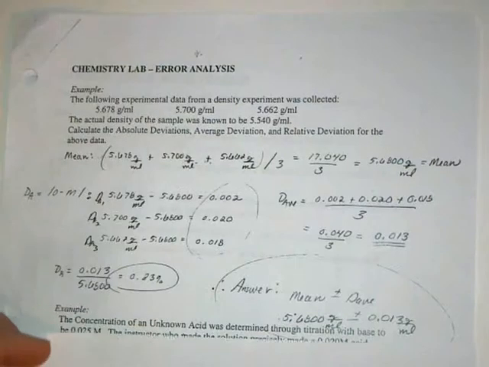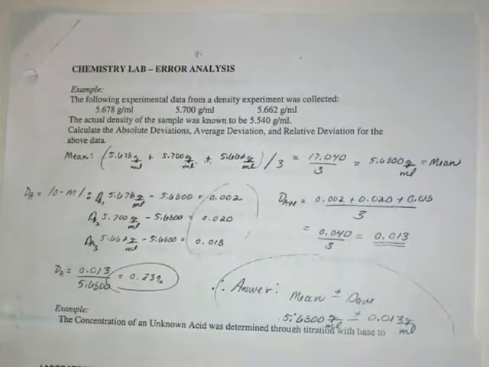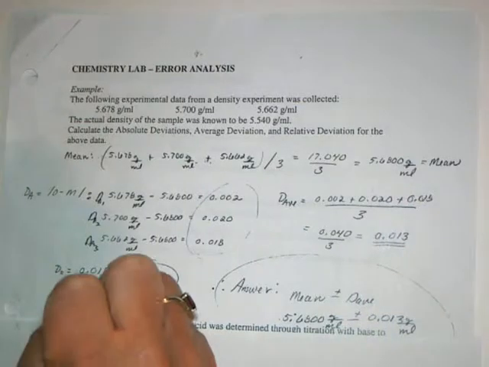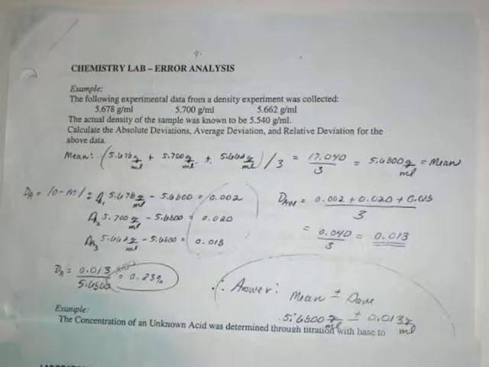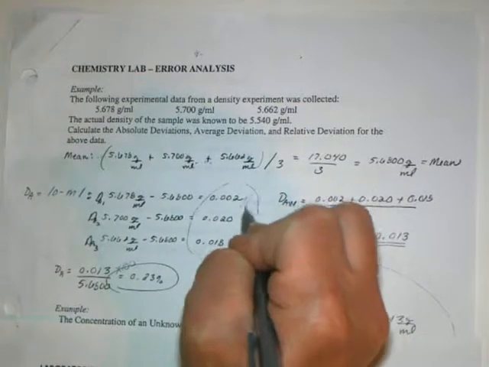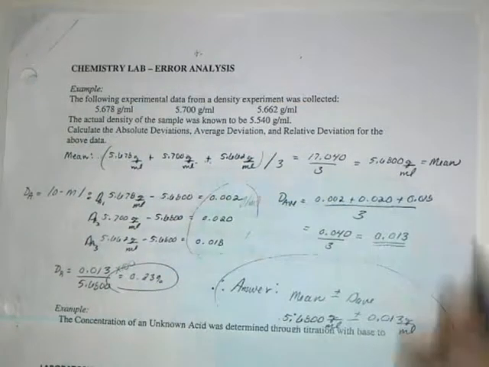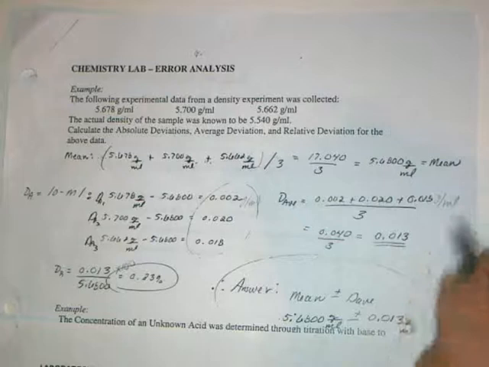Here is my example for a precision calculation. Please pause, analyze this, and make sure that you're obeying sig figs. I did make an error. This needs to be multiplied by 100, and these should have the units of gram per mil on them. Of course, gram per mil, gram per mil.